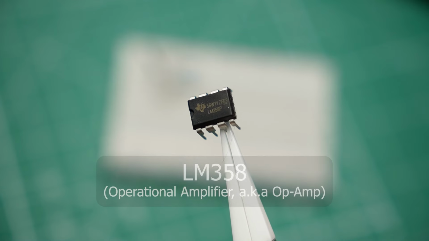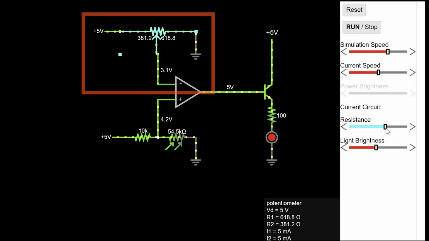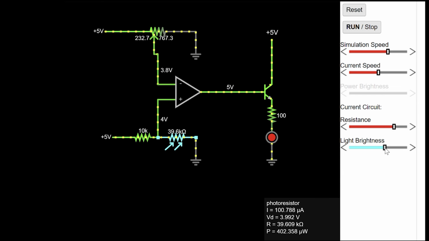Another way you can make a light-activated switch is by using an operational amplifier. The circuit looks like this. The output of the amplifier is connected to the base of an NPN transistor. The inverting input is connected to the middle pin of a potentiometer. This lets you adjust the sensitivity of the circuit. And the non-inverting input is connected to the output of a voltage divider made out of the photoresistor and a 10K resistor. When it is dark and the resistance of the photoresistor rises, the LED turns on.